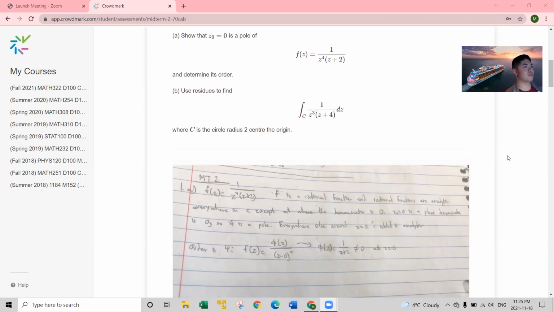z naught equals 0 is a pole of order 4. I don't really know how to write a proof of this. So the way I said it was like, f is a rational function, and rational functions are analytic everywhere in C except where the denominator is 0. At 0, the denominator there is obviously 0. Z naught is a place the denominator is 0. So it is a pole.